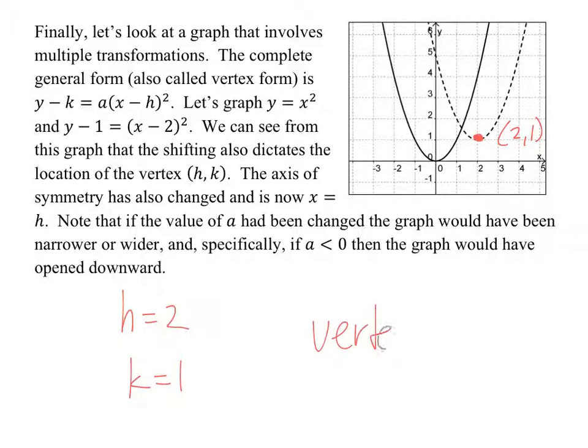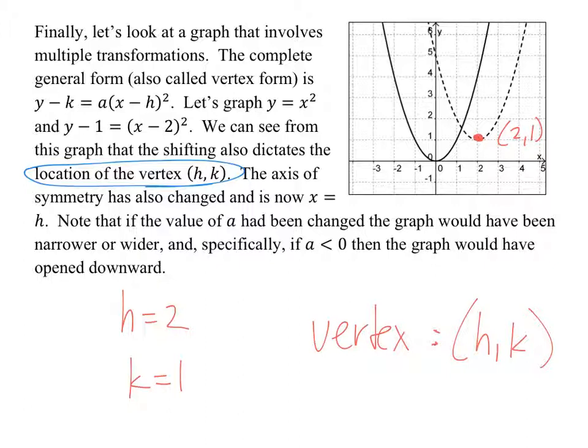So that tells me that the vertex is always going to be (h, k). Whatever you have for h, in this case 2, whatever you have for k, in this case 1, will always become your vertex. So your vertex is (2, 1), exactly what we showed there. Alright, so this is a big key point right here. And I think I wrote it. Yeah, I did write it in the paragraph. Okay, we can see that from the shifting, this also dictates the location of the vertex. Okay, it's always going to be (h, k).